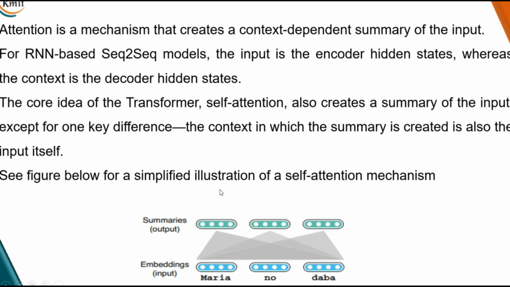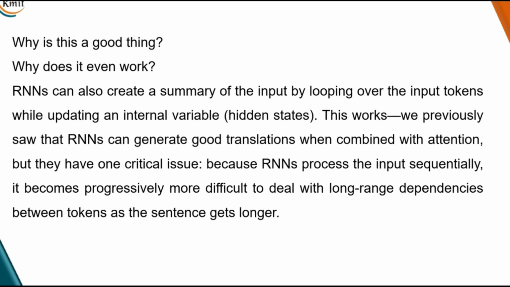As you can see, the attention mechanism generates a context dependent summary, that is, for the entire input sentence we get only one summary. But the core idea of transformers, or the self-attention mechanism, is that it creates a summary for each token of the input. Hence the summary that we create is the input itself. As you can see in the figure below, I have taken three tokens: Maria, no, daba. For each word token I am generating a summary, so the summary that I am creating here is the input itself.